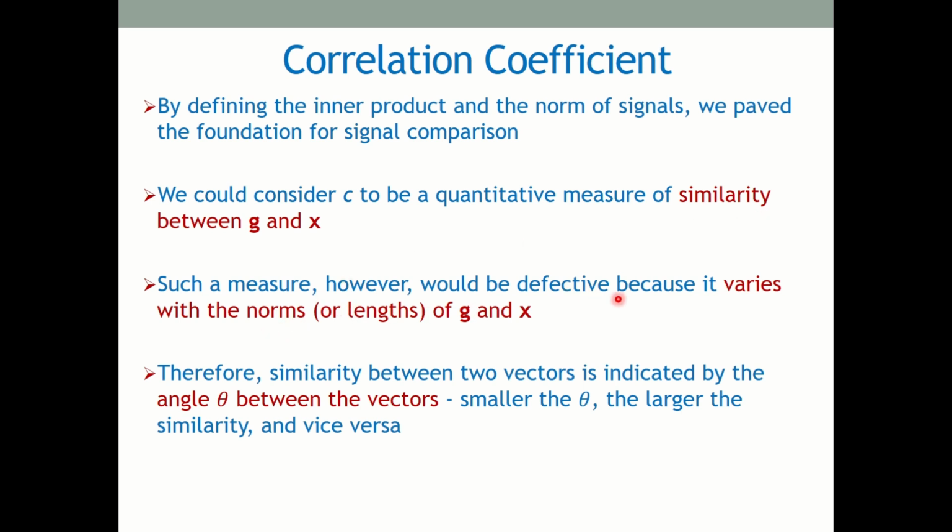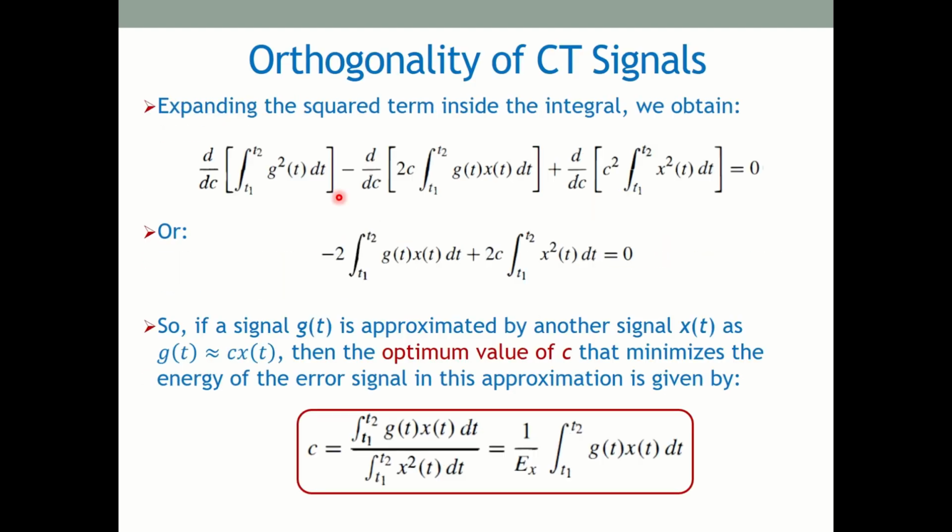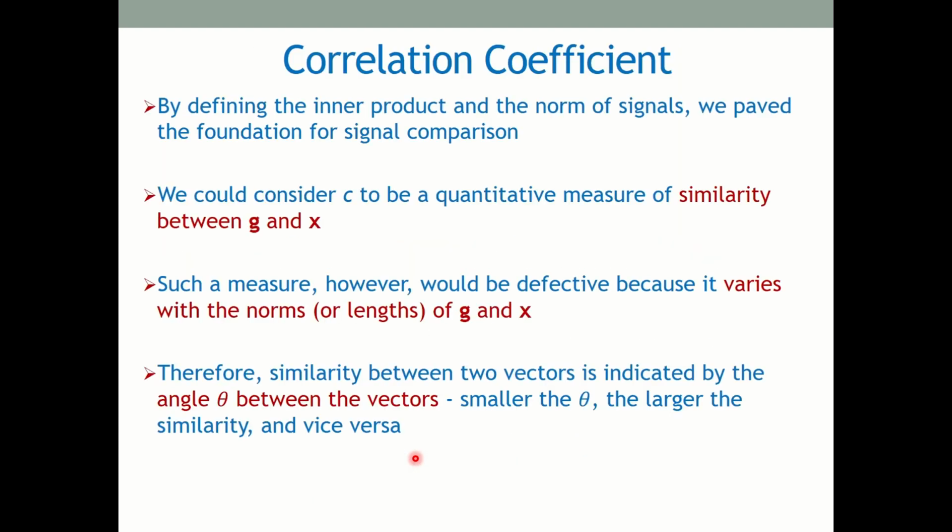Such a measure, however, would be defective because it varies with the norms or lengths of g and x. If we simply use c, then let's look at this expression. The value of c is strongly dependent upon the energies of these signals. So they may not be very closely related to each other, but if their energies are very high, then the value of c would be high, and so this is not a good representation of the similarity between the two signals.